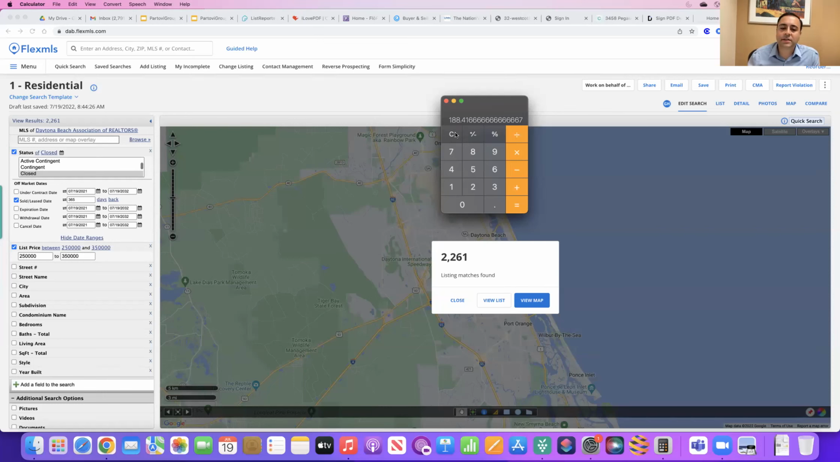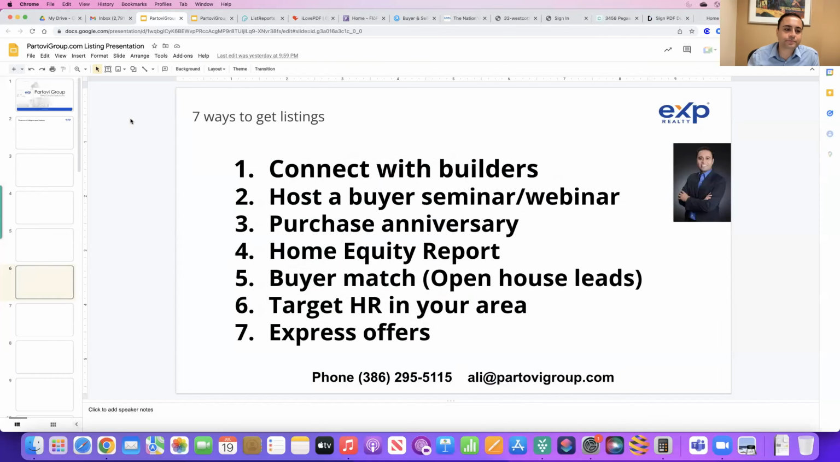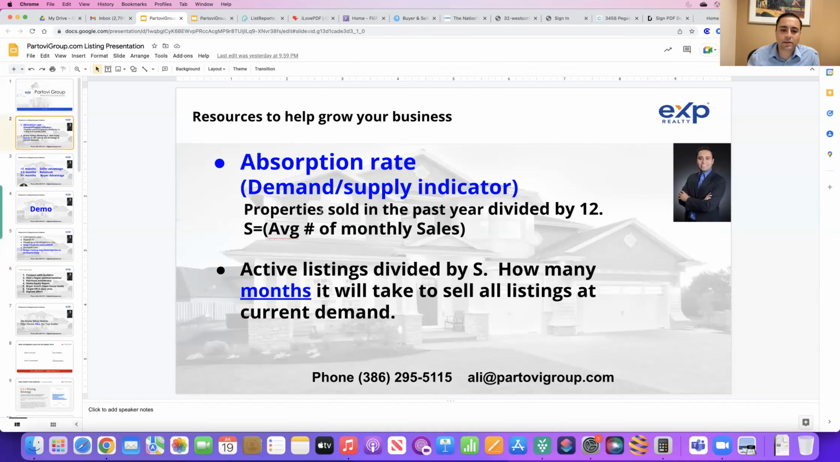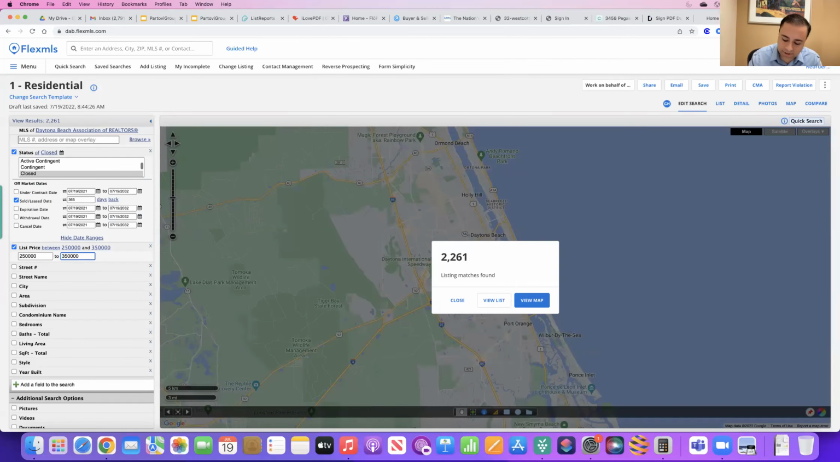188. That means that the S in our formula here is 188. So we're going to write this down. We'll just jot it down here, 188.